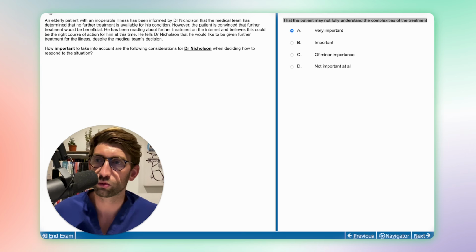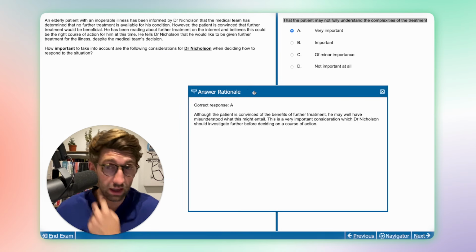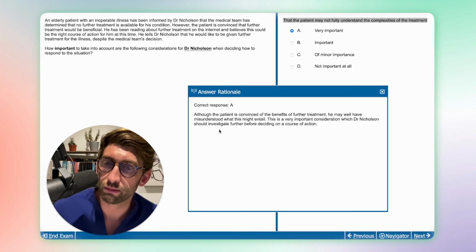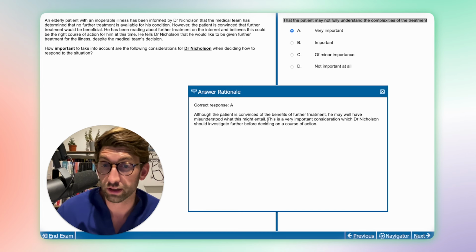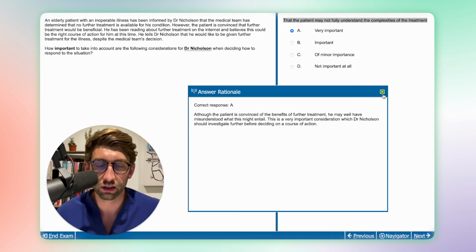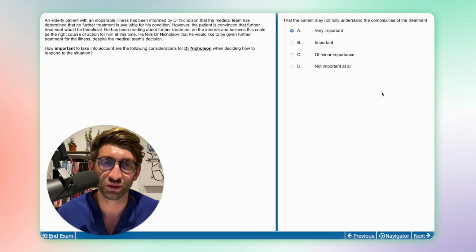Yeah, so we've had all in the top half of this. Okay, yeah, I mean, no surprise there that that's right. Although the patient is convinced of the benefits of further treatment, he may well have misunderstood what this might entail. This is a very important consideration which Dr. Nicholson should investigate further before deciding on a course of action. Yeah, super, super important. Okay, cool. So that's those 4 done.